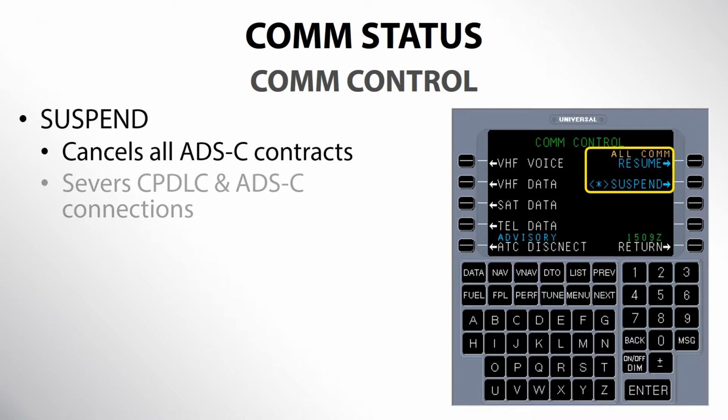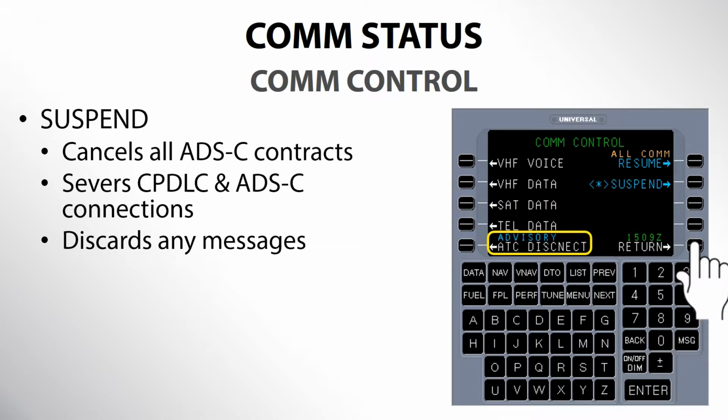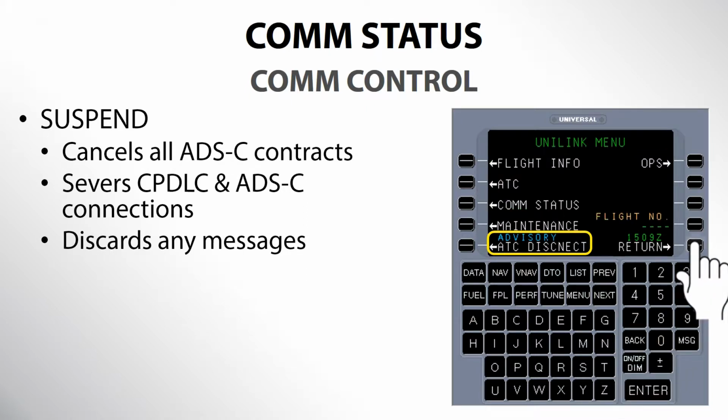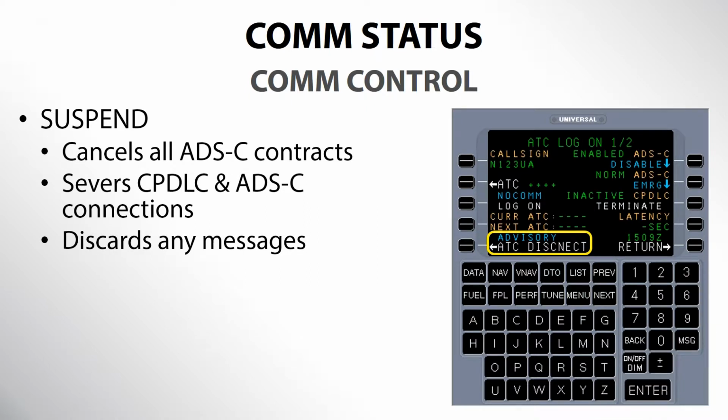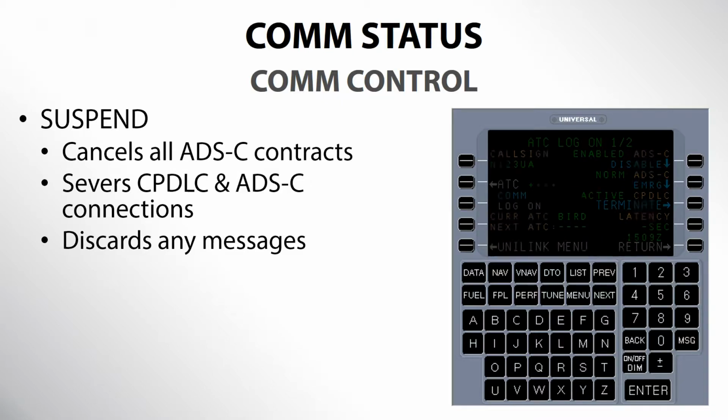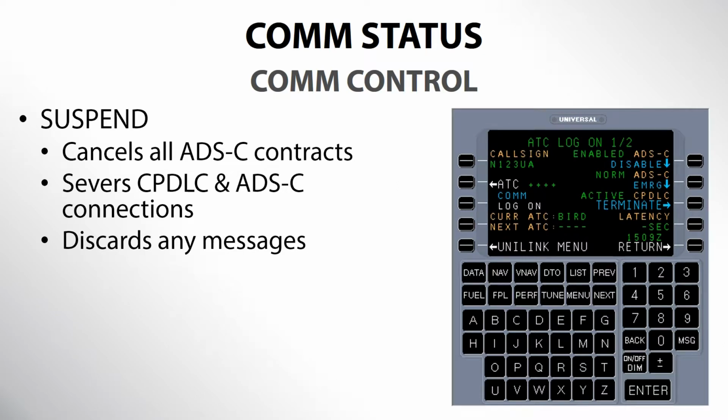Suspending all media links using the All COM function has the additional effect of canceling all ADSC contracts, severing all CPDLC and ADSC connections, and discarding any messages that may be waiting in the downlink queue. These actions are performed unilaterally by Unilink. No notification messages are sent to the ground. We have resumed the status of all media links and are now logged on with ATC.